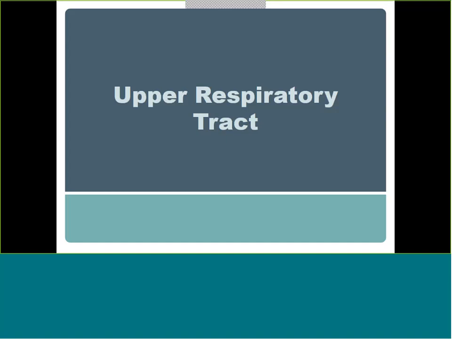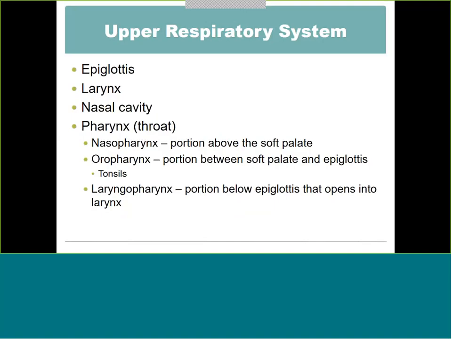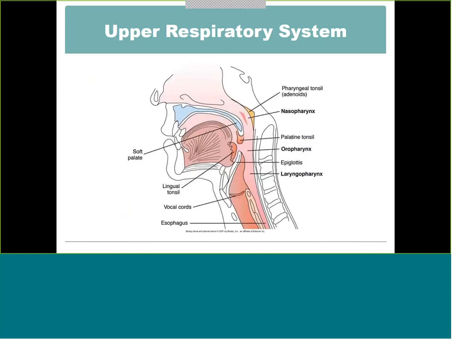I'm now going into the upper respiratory part. So the upper respiratory system is going to consist of your epiglottis, that is essentially the little flap that closes over your airway, your larynx, which is your voice box, your nasal cavity, and your pharynx, which is your throat, and then you can have a few combination areas there. So again, there's a nice zoomed in picture of where everything is located, so just keep it in mind.